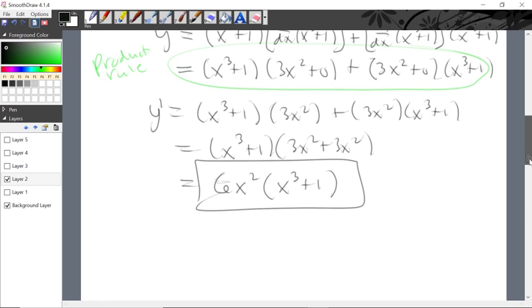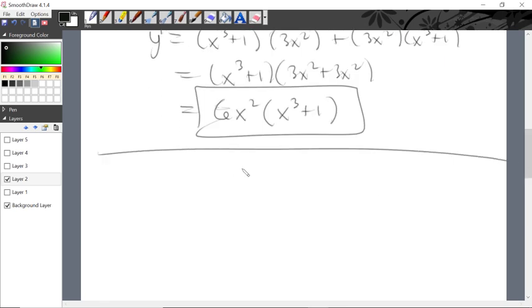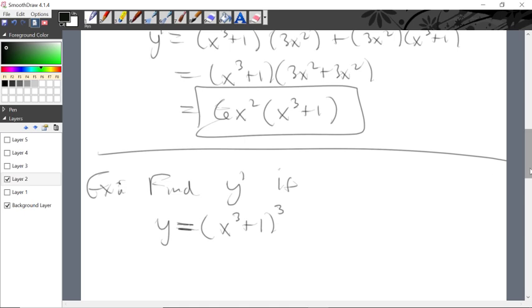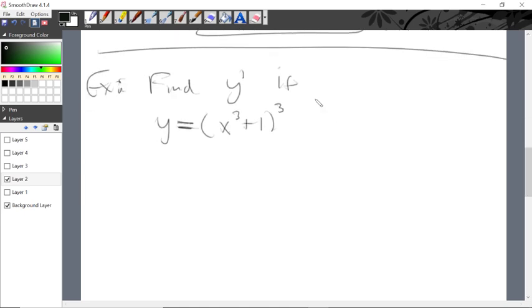All right. Now let's take the product rule even a little bit further. Find y prime if y is equal to, let's do (x cubed plus 1) to the third power now. Okay, and use the product rule. We already know we can do this by expansion. Okay, we saw that, and then we can go term by term. But let's try to see how does the product rule work here.